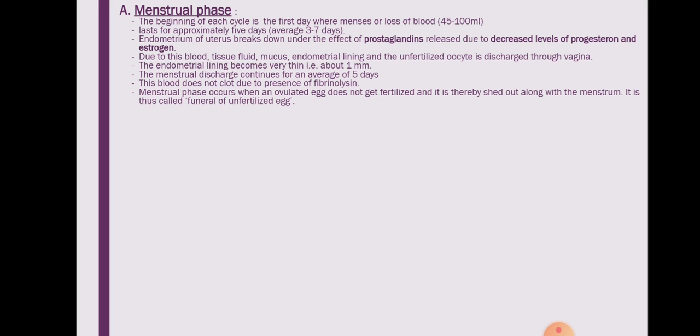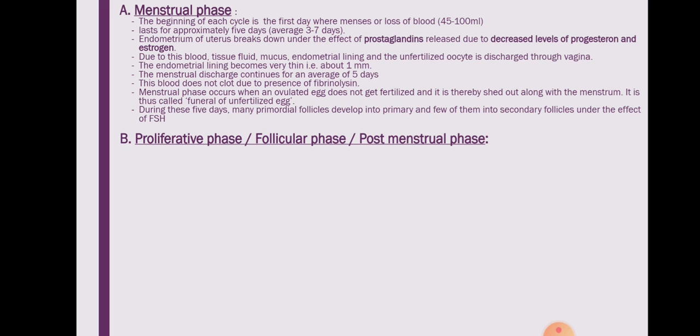It is called the funeral of the unfertilized egg. Now the next phase is: during these 5 days of menstruation, many primordial follicles develop into primary and a few into secondary follicles under the effect of FSH. Mind you, when there is no fertilization, the ovary again prepares itself for the production of the next female gamete. So development of primary and secondary follicles progresses, and now it is going to form a mature or Graafian follicle.